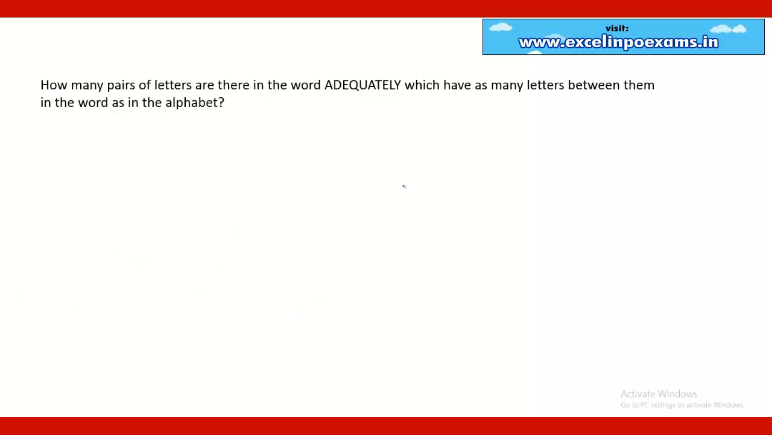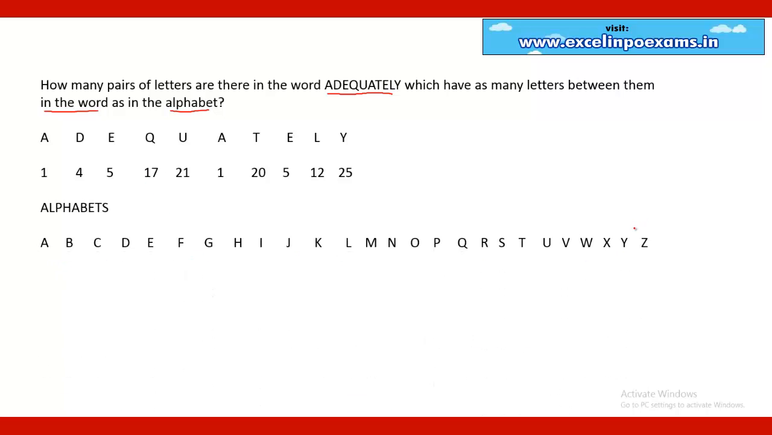How many pairs of letters are there in the word adequately which have as many letters between them in the word as in the alphabet? So the given word is adequately. Its positional numbers are: A is 1, D is 4, E is 5, Q is 17 and so on. Now the alphabets from A to Z are like this.